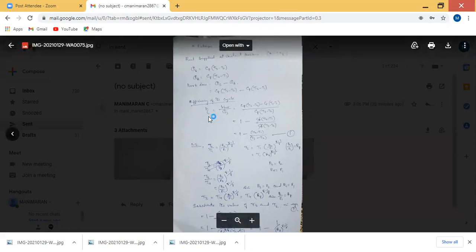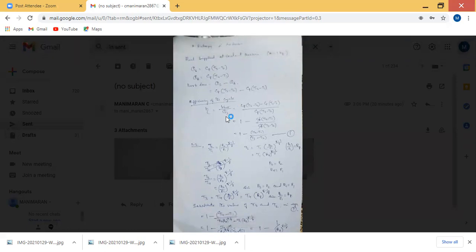The efficiency of the cycle is the work done divided by the heat supplied. Substituting these values, we finally get 1 minus T4 minus T1 divided by T3 minus T2. This is equation 1.